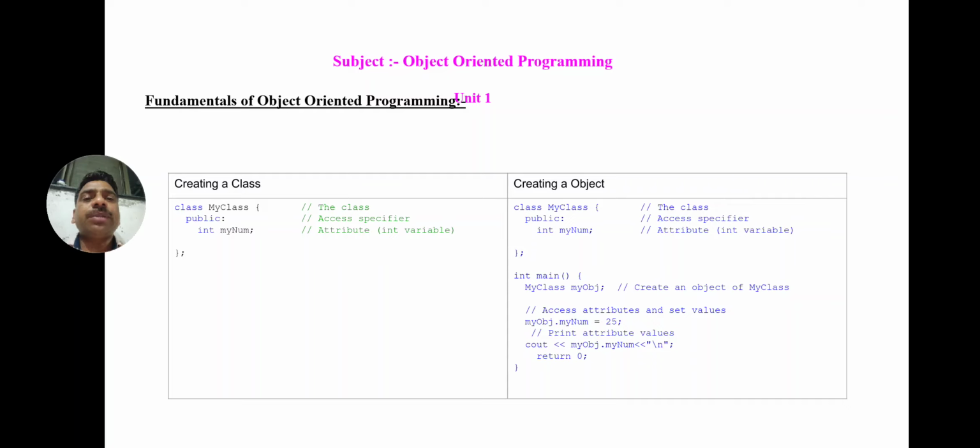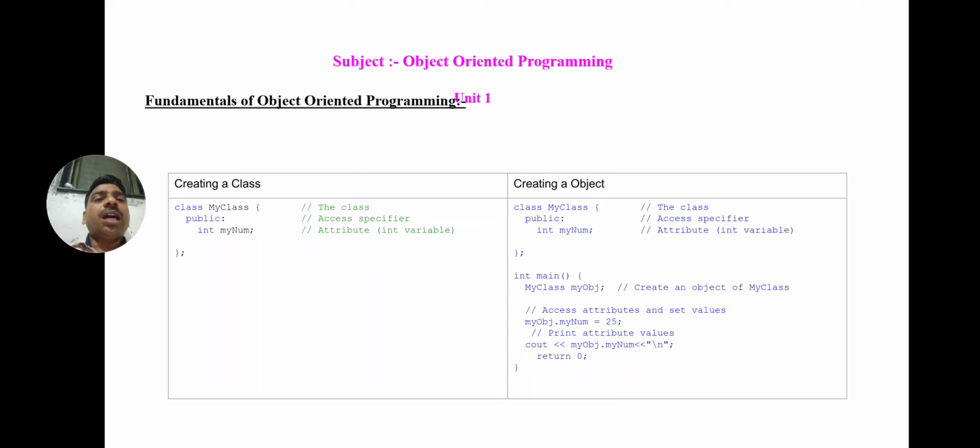So in this example, class is a keyword and MyClass is the name of that class. Inside that class we have declared an access specifier, that is public, then a colon, and then int myNum, which is one attribute, or you can say a variable, declared with the name myNum, and its type is integer. Then close curly brace and semicolon. Here the class definition is over.